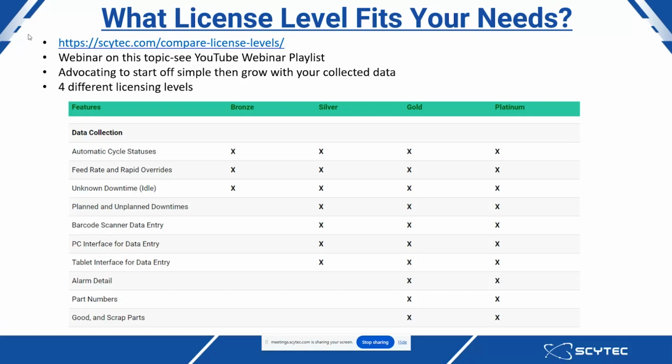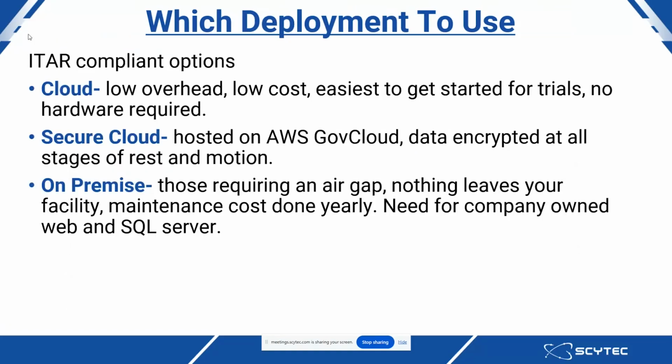And then gold offers things like alarm details, part numbers, good and scrap part counts. And then platinum offers everything that I mentioned before. There is an entire web page devoted to these features. This is just a screenshot of a few of them. We have a long list of them that you can find online. But Platinum also offers our integration with CG Tech Vericut for CNC machine connectivity as well.